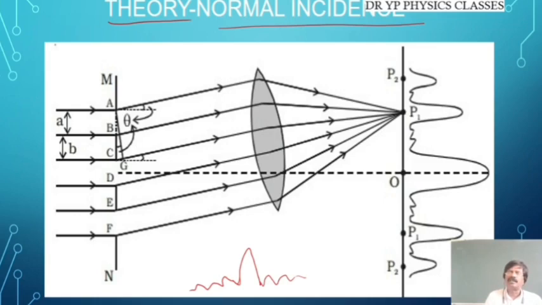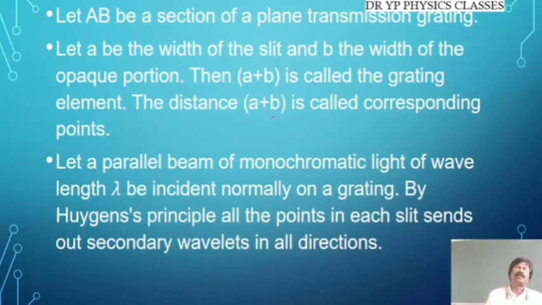Again, this point is there, no? This one is the first maxima, and this is another maxima. Next, second maxima, P2. P2 is the point of second maxima, and P1 is the point of first maxima. On either side, they are going to be formed from the central point. So the theory we have to extend for the n number of slits.